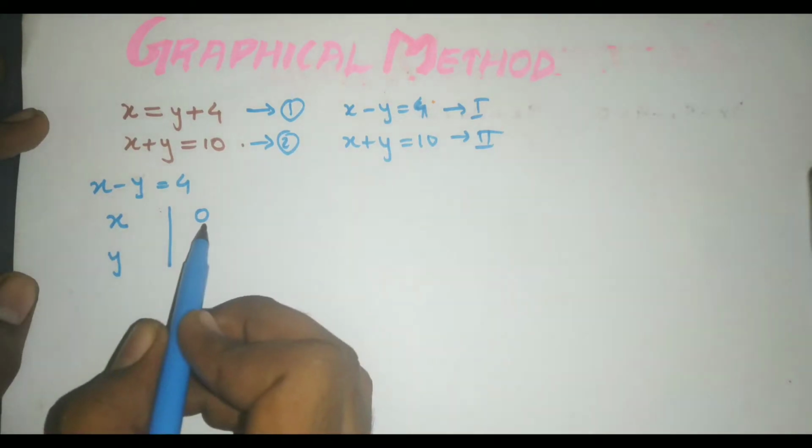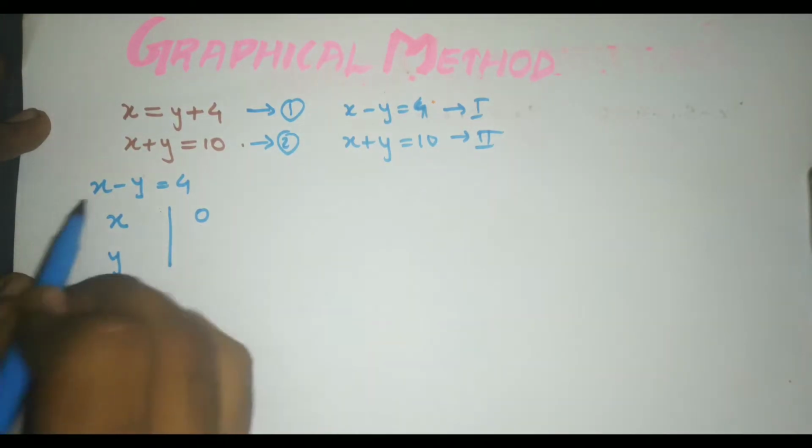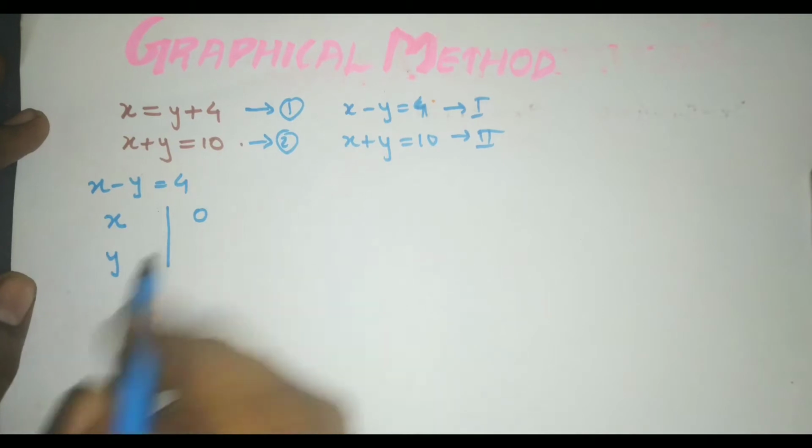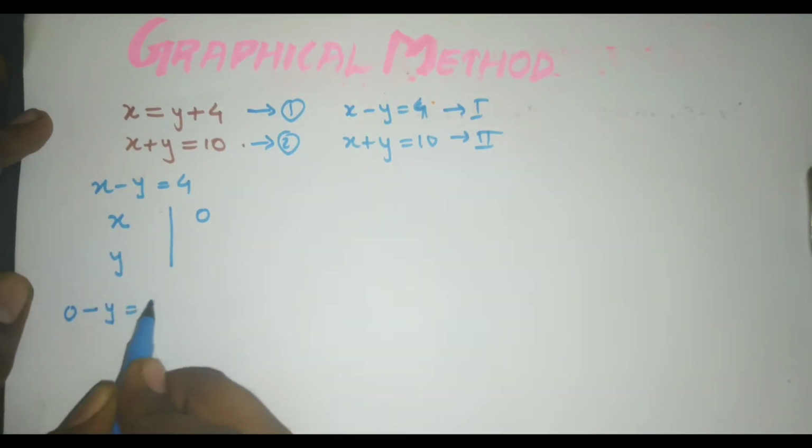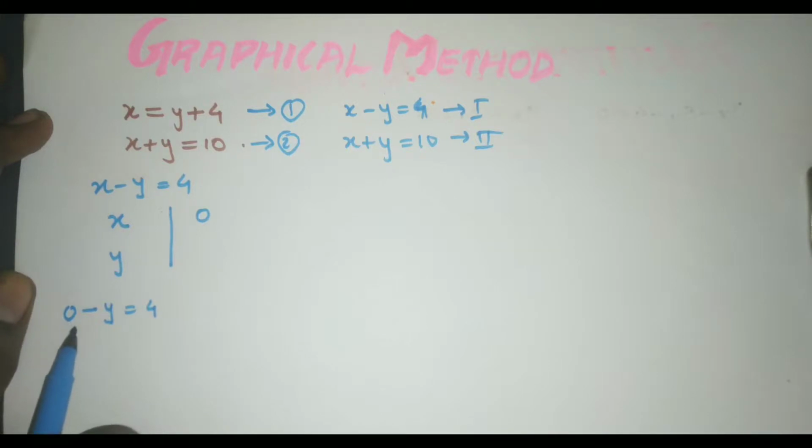To x, I am putting 0. The x value here is 0. Now 0 minus y is equal to 4, right? The x value is 0, so minus y is equal to 4. So y becomes minus 4, we can say.